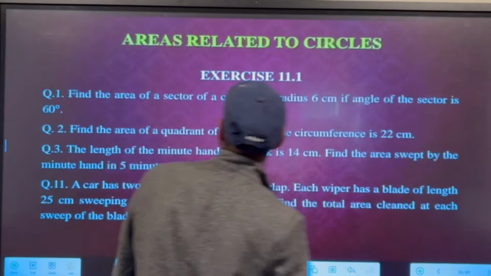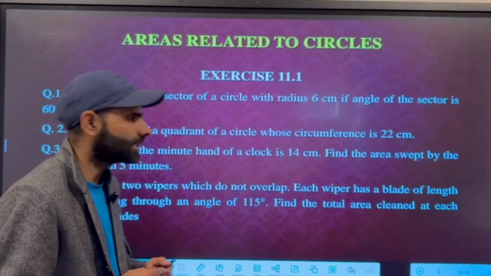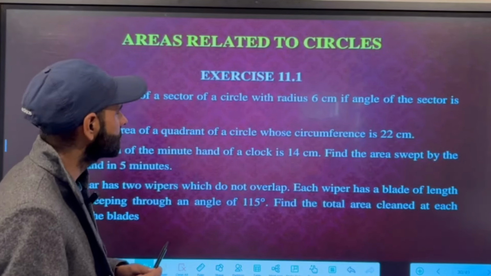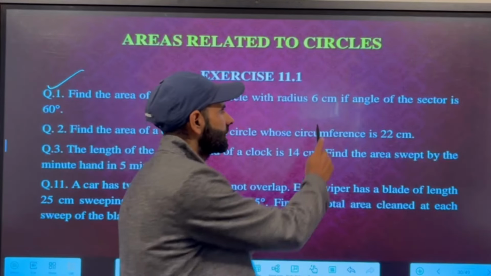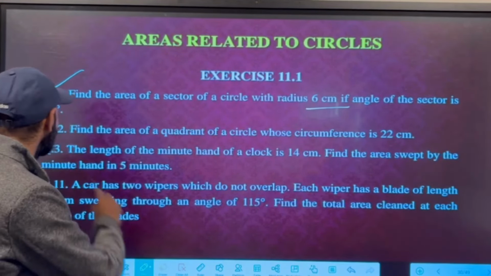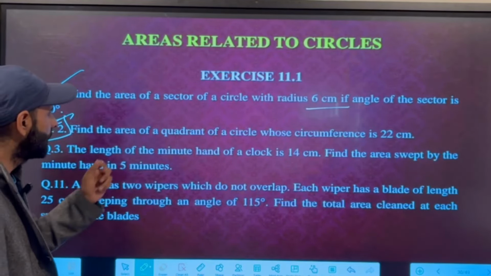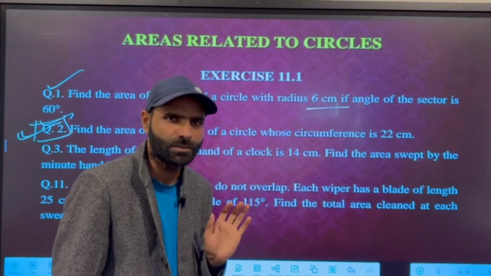Coming to chapter next, areas related to circles. Exercise 11.1. We have question number 1. Find the area of a sector of a circle with radius 6 cm and angle of the sector is 60 degree. Question number 2 is very, very important. Don't miss this. Find the area of a quadrant of a circle whose circumference is 22 centimeter.